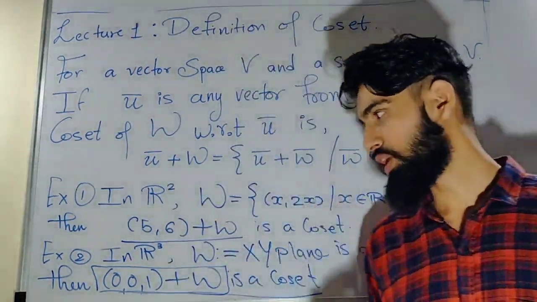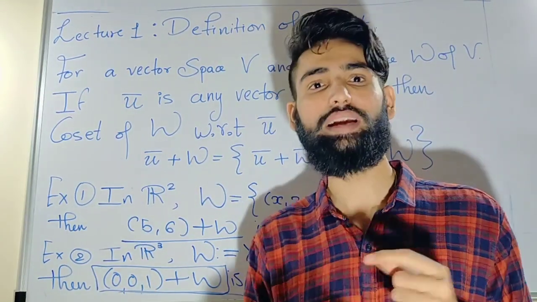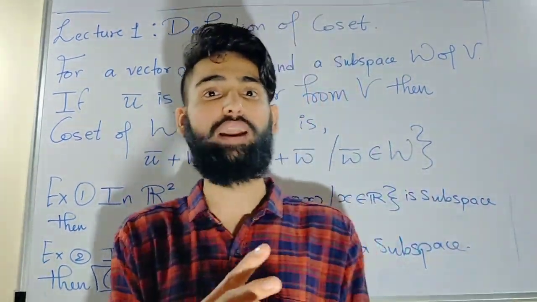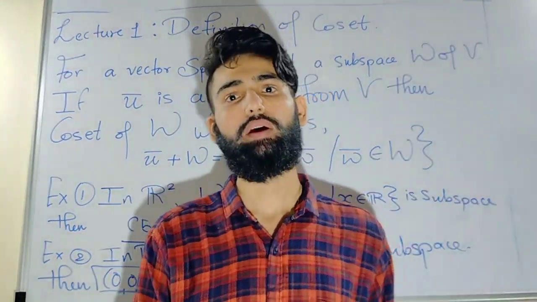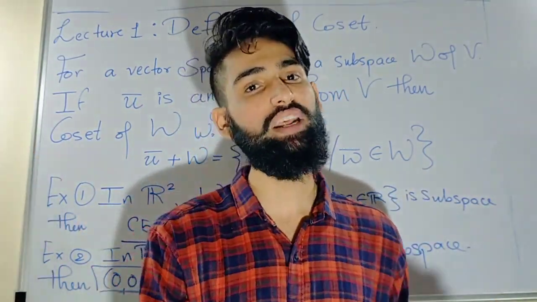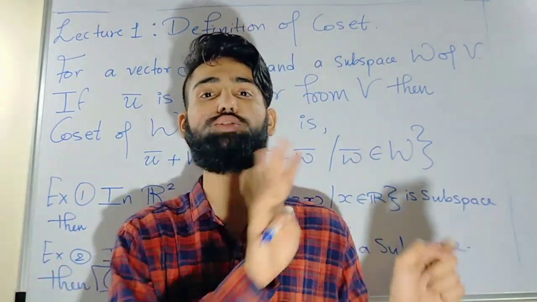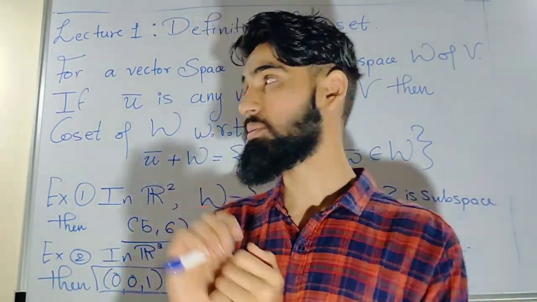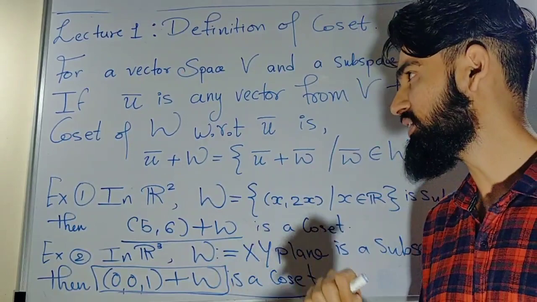Keep on changing this (0, 0, 1) and you will get different planes parallel to your W, that is the xy plane, and at the end you will see that if you collect all the possible cosets, you will be covering the entire R3 with those planes. So this is about the definition and the 2 examples that we see.